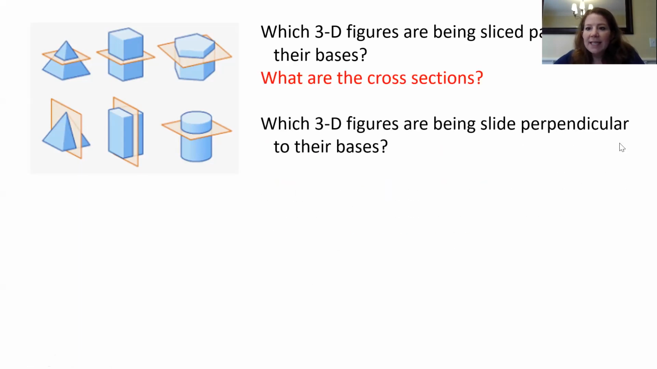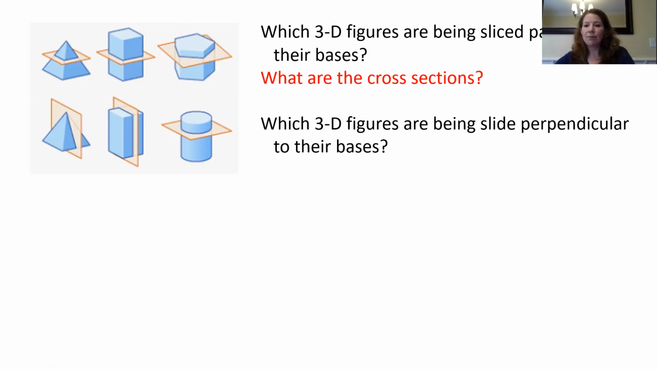All right, so let me see the next question. Which of these is being cut parallel to its base? So this way. Which figures are being cut parallel to its base? This square base pyramid is, this rectangular prism is, this pentagonal prism is, and this cylinder is all being cut parallel to its base.